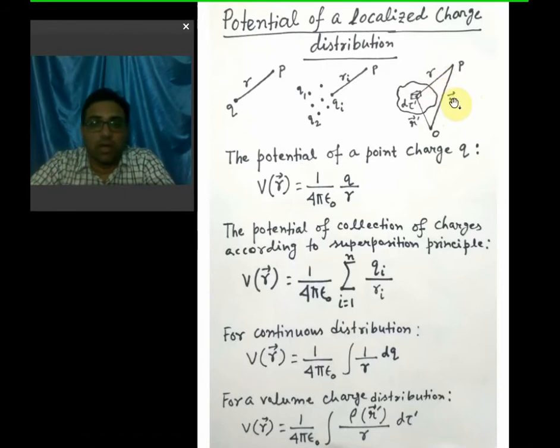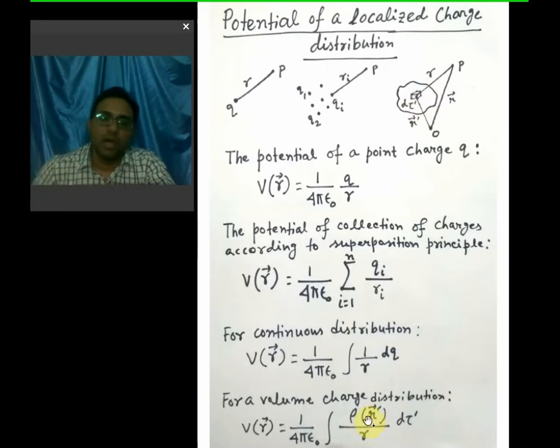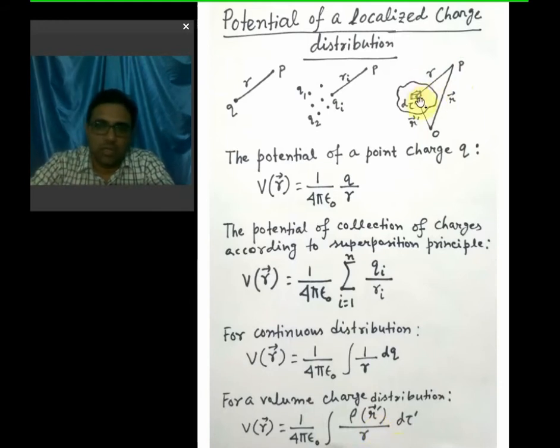If you remember, I discussed that the prime coordinate represents the source point coordinate, and the unprimed coordinate is the field point coordinate. Field point means where we want to find the potential, and source point means where our charge distribution is. So this is rho of r prime d tau prime by r. This r is the distance from this elemental charge to the point P.